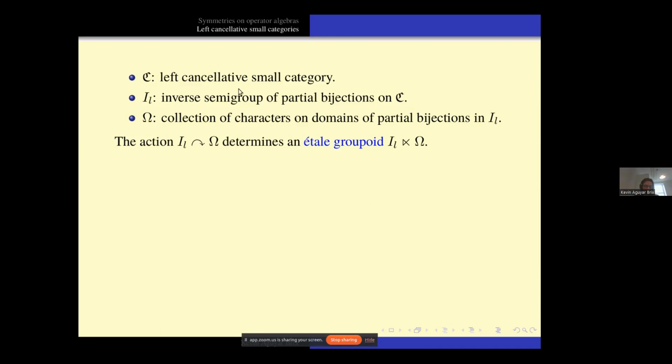So it's concretely generated. And then the domains of these partial bijections form a space, and I can look at a particular collection of characters on that space. The important thing here is not exactly how all these things are defined. The important thing is they're defined completely naturally from the starting data of the category. So I have this canonical action, and this action is such that it actually determines an étale groupoid. So you should think of this as a cross product groupoid.